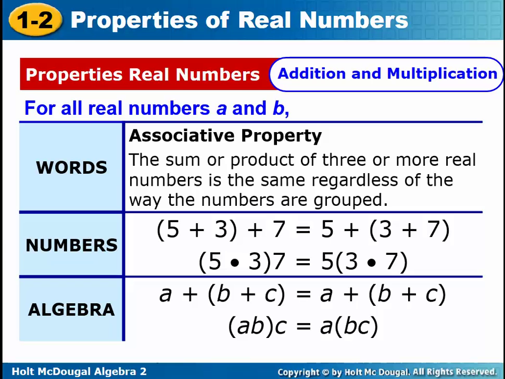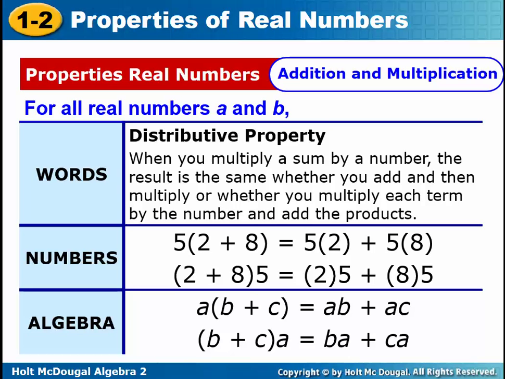The associative property, you don't change the order, you change the grouping. So in this first example here, they took the 5 plus 3 in parentheses and moved it and put parentheses around the 3 plus 7. Note that to use the associative property, it has to be all addition or all multiplication. Then you can change the parentheses, change the grouping.